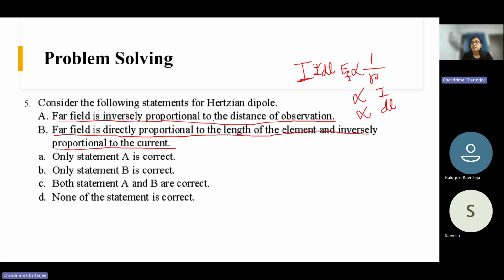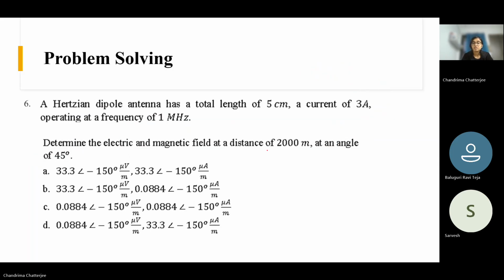So the first statement is true. The second statement is partially true. It is obviously proportional to the length of the element, but it is not inversely proportional to the current. It is proportional to the current, not inversely proportional. So only statement A is correct.